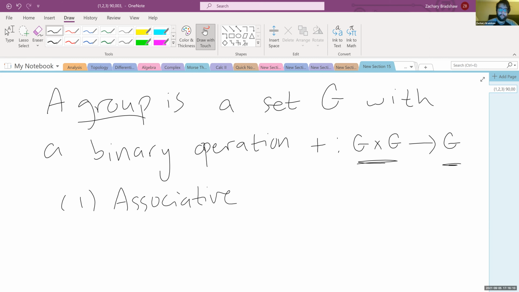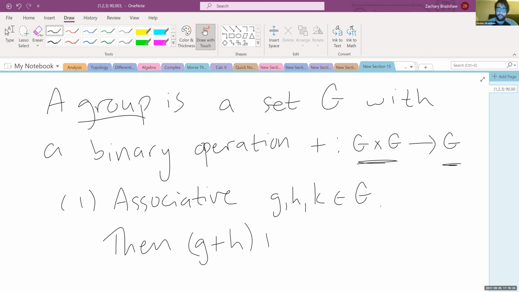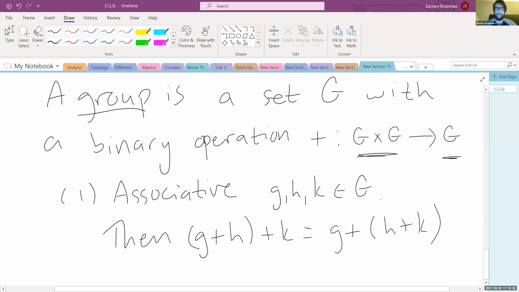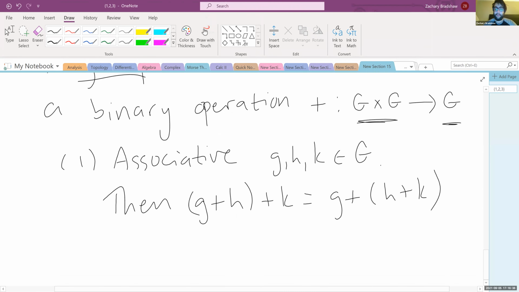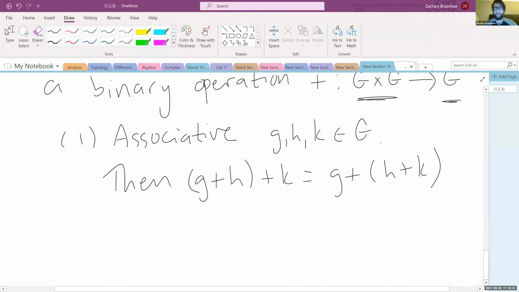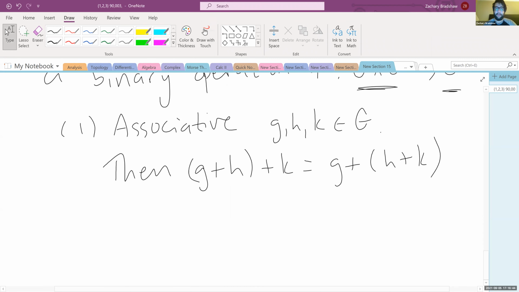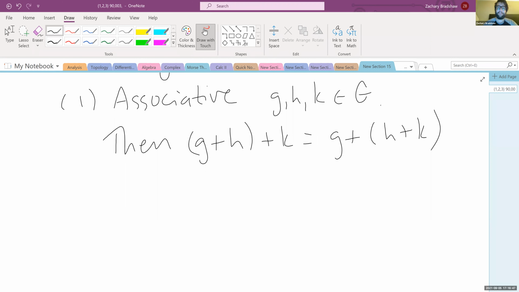So if g, h, and k are all elements of G, then we need (g plus h) plus k to be the same thing as g plus (h plus k). So it doesn't matter what order you add the things in. So again, addition here is not the only operation you can put on a group. You can put multiplication, you can put composition of functions, for example. So any operation that's going to satisfy these three things here.